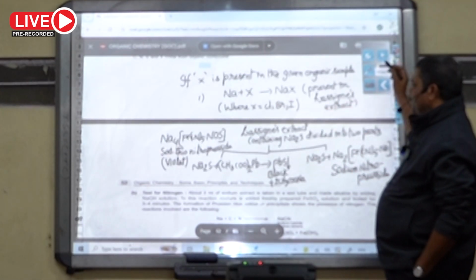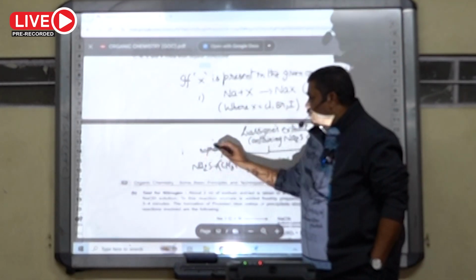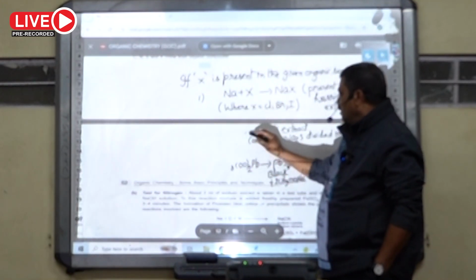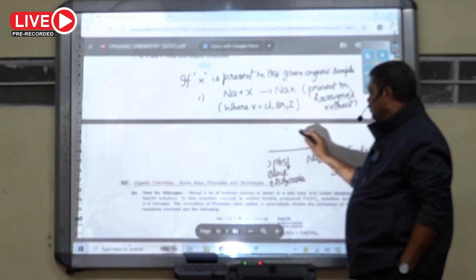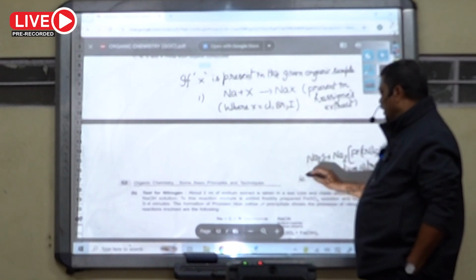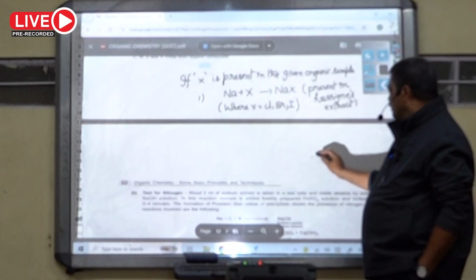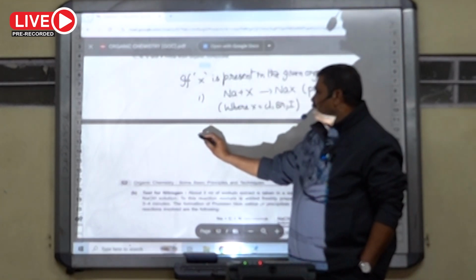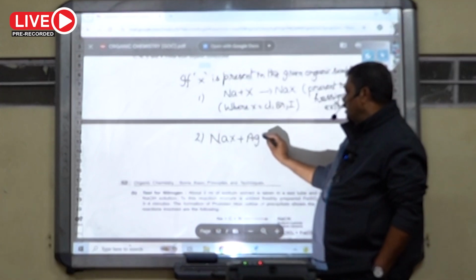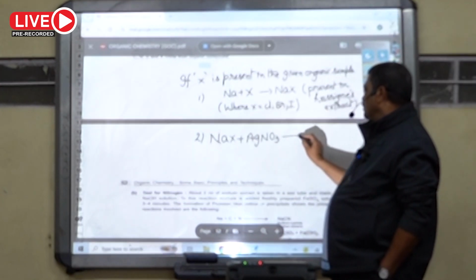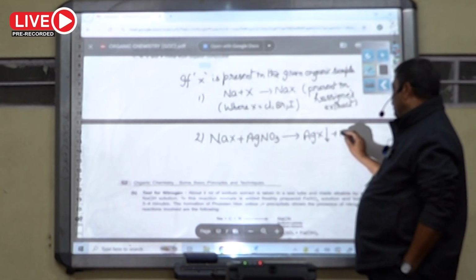In the second step, this sodium halide, NaX, present in the Lassaigne's extract, reacts with silver nitrate. So NaX reacts with AgNO3, forming AgX as a precipitate, plus NaNO3.